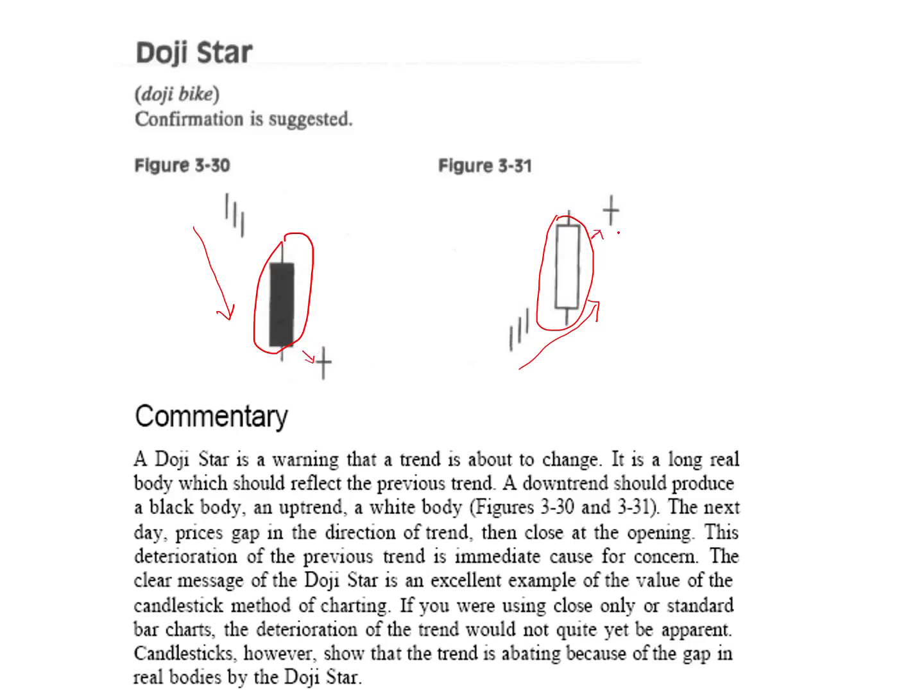Then close at the opening. When prices close at the same range as the opening range, then it is called a doji. This deterioration of the previous trend is immediate cause for concern. The clear message of the Doji Star is an excellent example of the value of the candlestick method of charting.